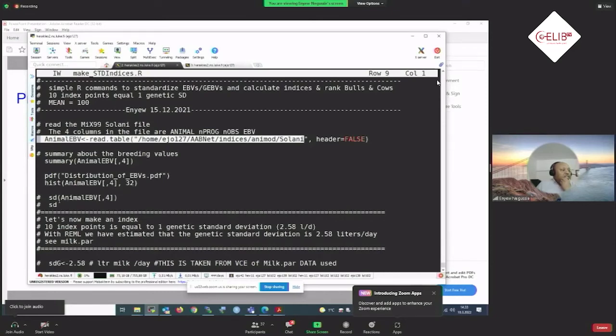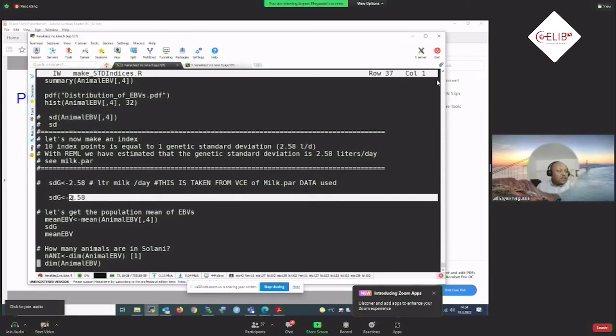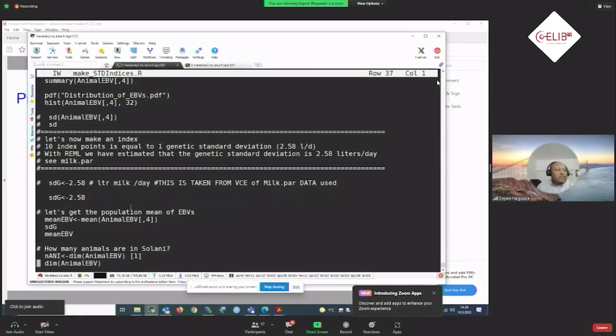Okay, then I calculate the standard deviation of EBVs, but in this case I don't use it. If you want to use the standard deviation of the EBVs for standardization, it's okay. But you can also take the square root of the genetic variance from the variance components. Everything commented out with a hash is not read by the program. Here you can see I took the square root of the genetic variance, and that is 2.58 kilograms of milk, one standard deviation.